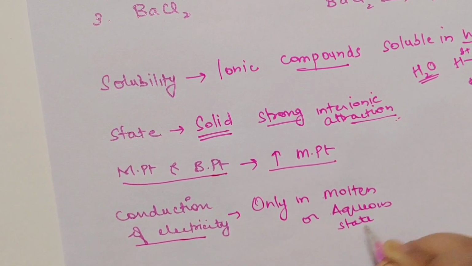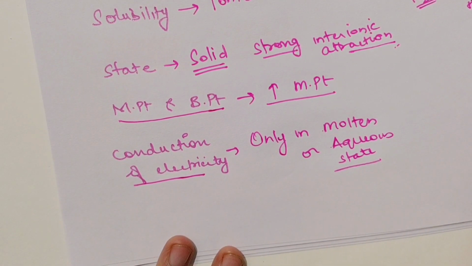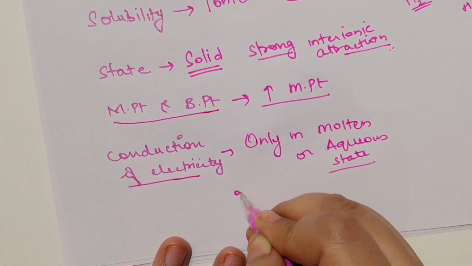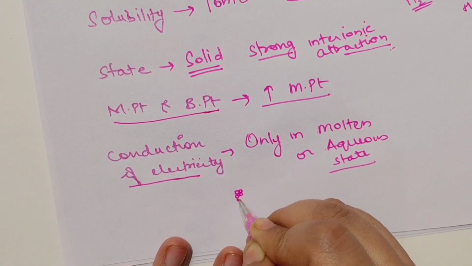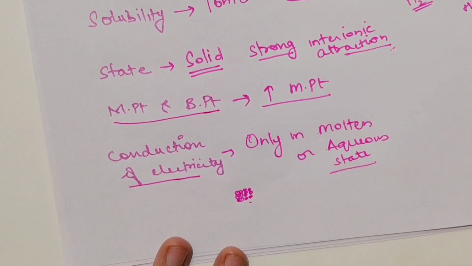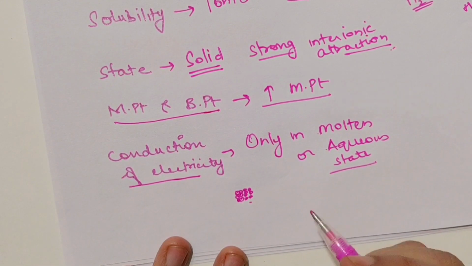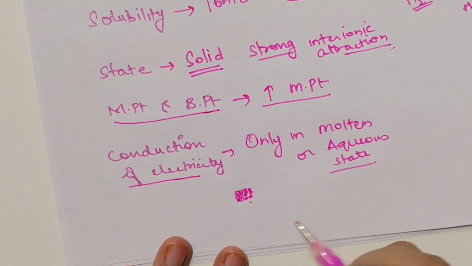Why molten or aqueous state? Now, to be able to conduct electricity, there has to be a movement of charges. When an ionic compound is in solid form, the ions are very strongly pulled towards each other, towards the opposite ion. Those strong interionic forces keep these ions in their place, not allowing them to move.